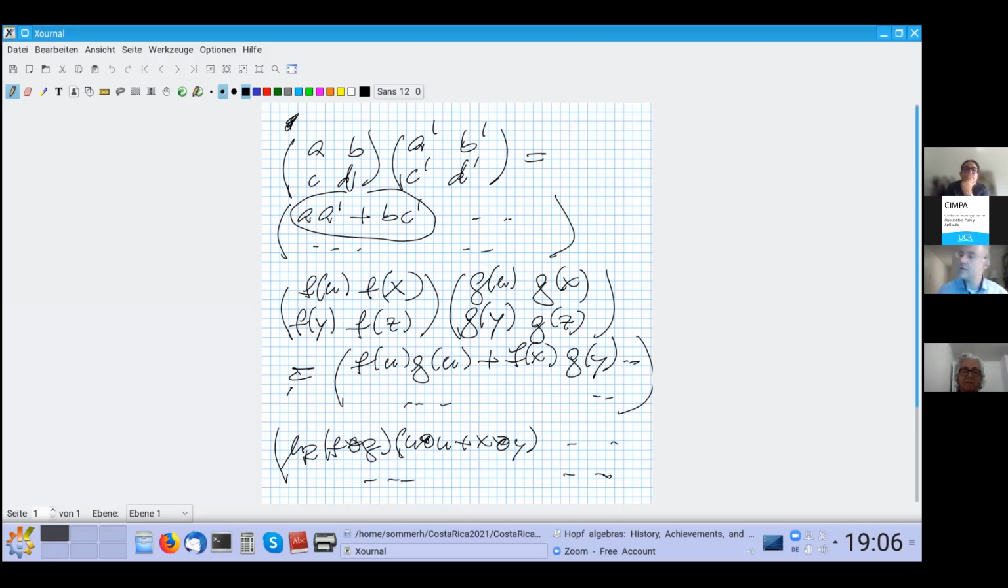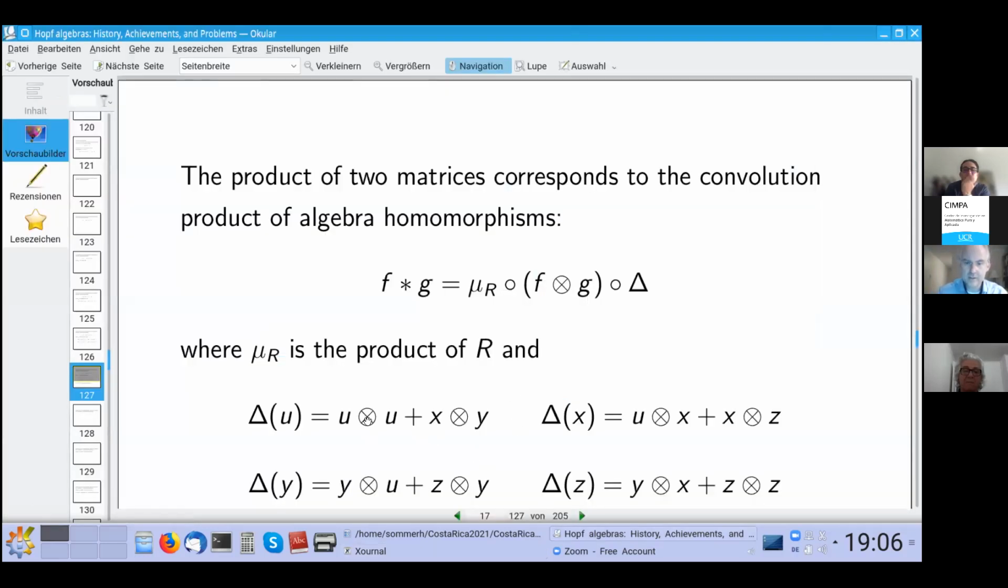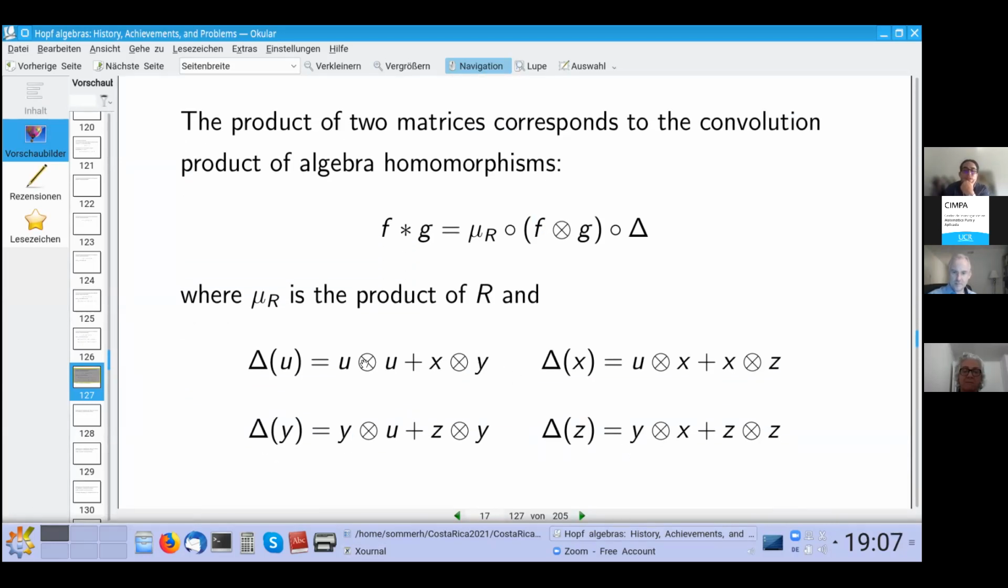And now if you look at this, keep in mind this expression U tensor U and X tensor Y, and then you compare this to what we had over here. So can you see this, Alberto? This is U tensor U plus X tensor Y, yeah? Yeah. Okay, so this is how these come about, and the other formulas come about by looking at the other expressions for matrix multiplication. So this is how these things go together.